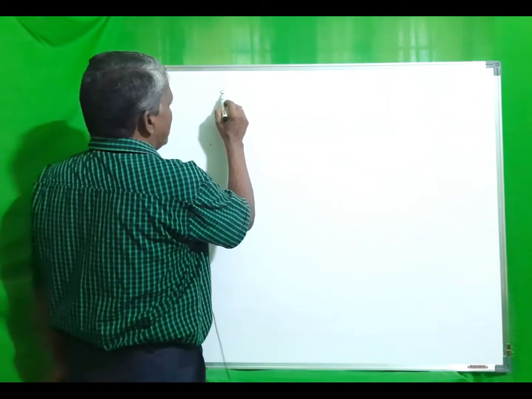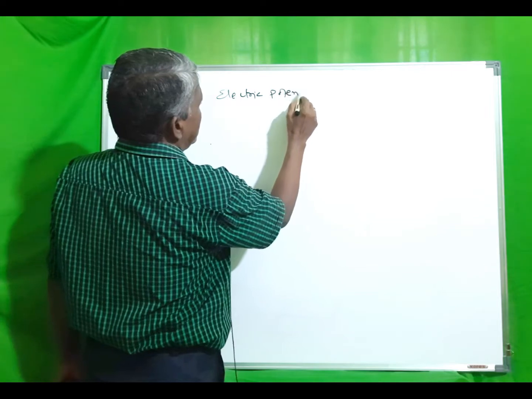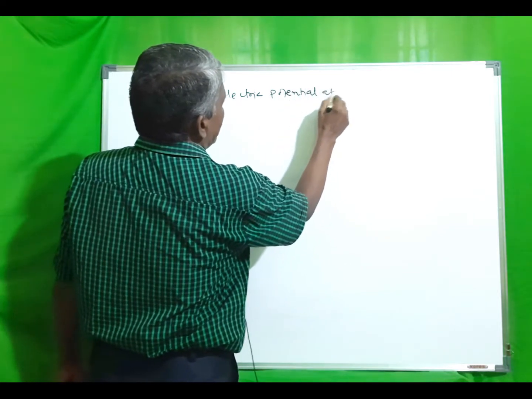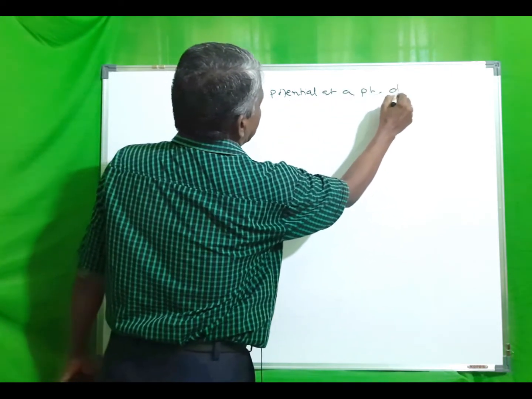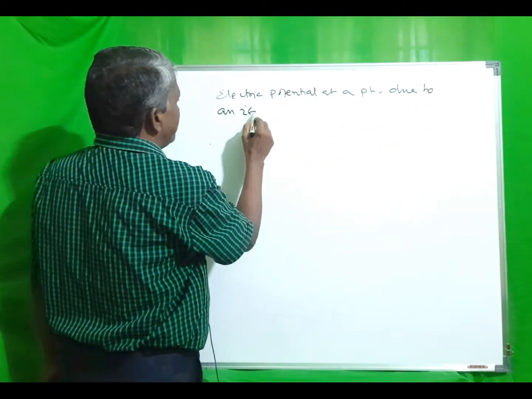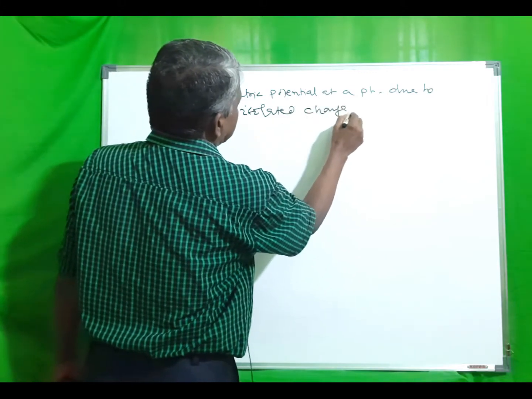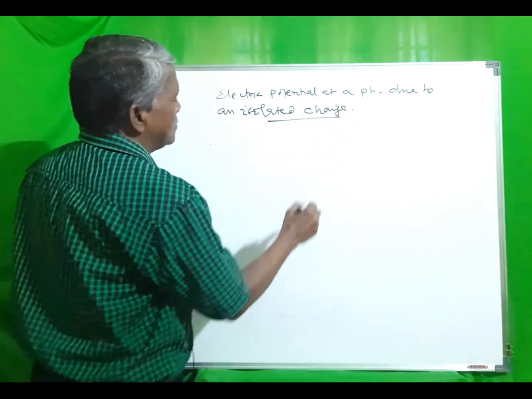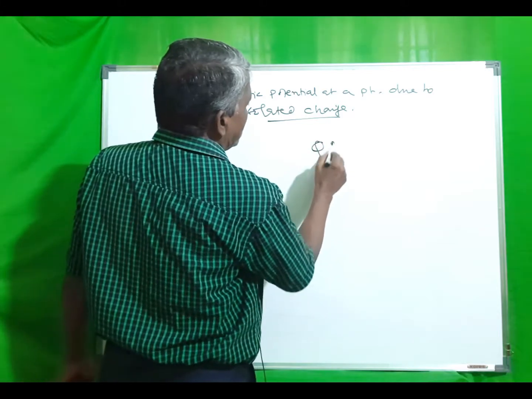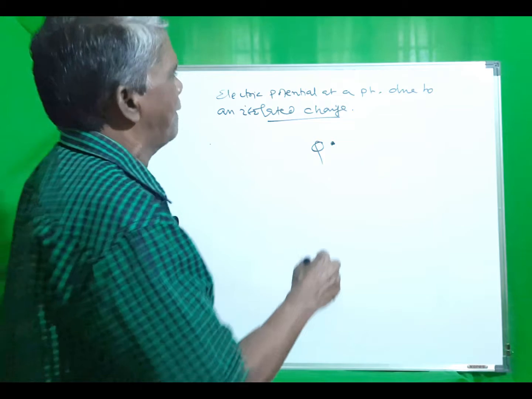Now we'll discuss electric potential at a point. Electric potential at a point due to an isolated charge. Suppose there is a charge Q. We want to find the potential at a point.